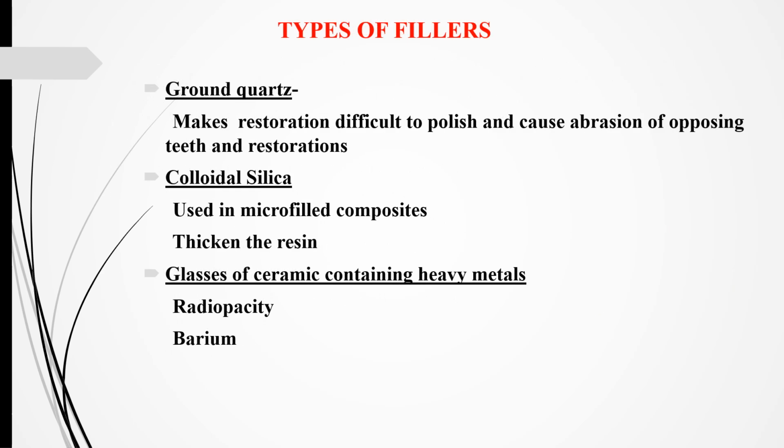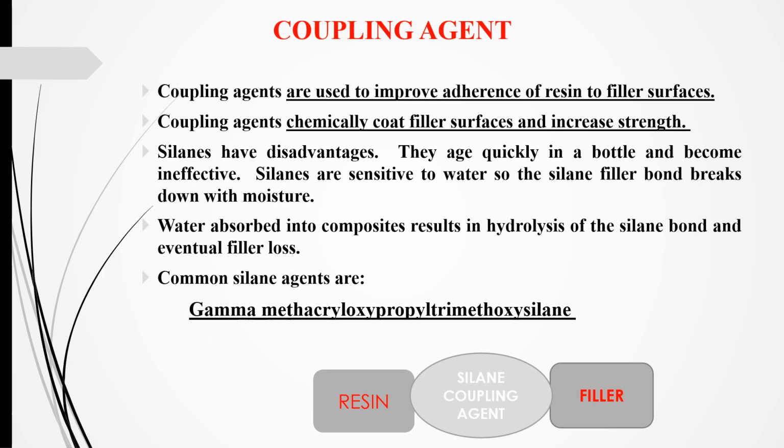Coming on to types of fillers, ground quartz, colloidal silica and glasses or ceramics containing heavy metals are commonly used as fillers. Coupling agents are used to improve adherence of resin to filler surfaces. Coupling agents chemically coat filler surfaces and increase their strength. Commonly used coupling agents are organosilanes.